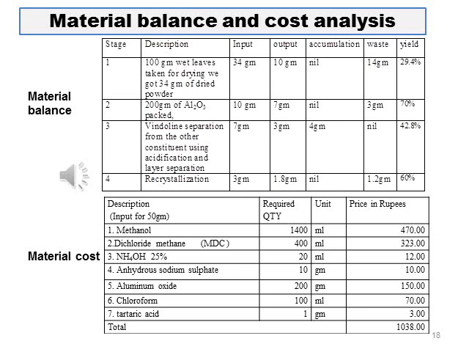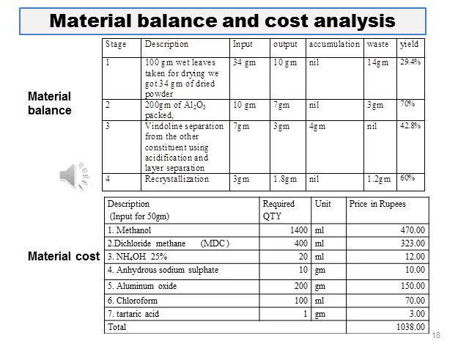Material balance and cost analysis. Material balance. Stage 4 we got 60% of yield. Stage 3 42% of yield. Stage 2 is 70% of yield. Stage 1 is 29.4% of yield.